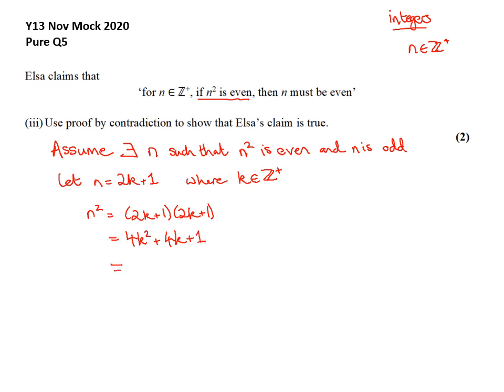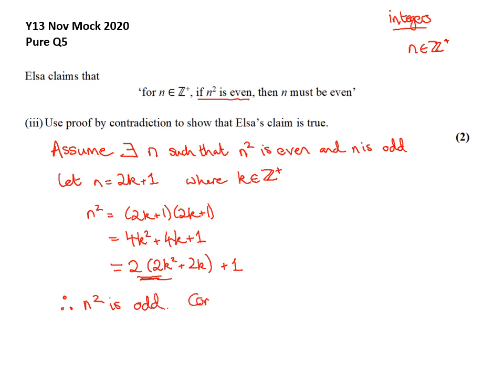And I want to show that this, I can look at that and see that it's odd. I want to demonstrate that it is in fact odd there. So I would write 2 times something. Obviously I could factorize this further, but I'm really trying to demonstrate that this is a multiple of 2 plus 1. Therefore, n squared is odd.